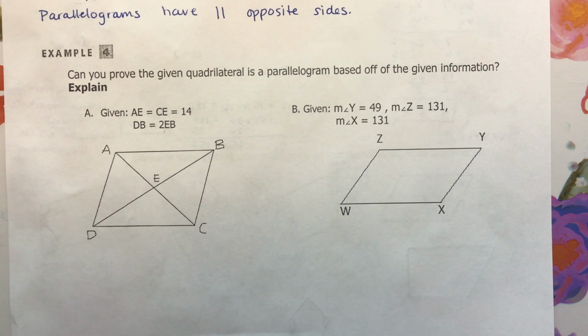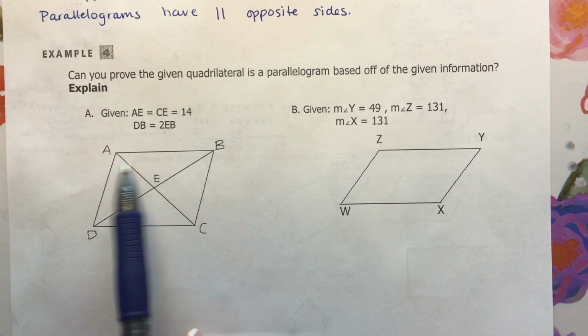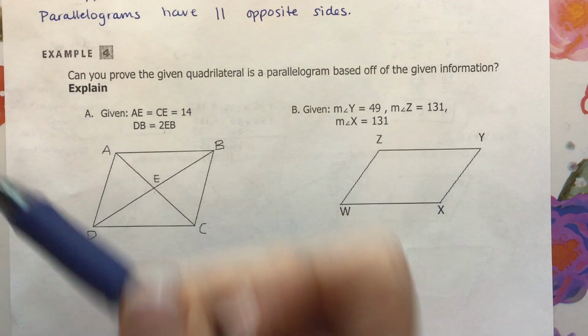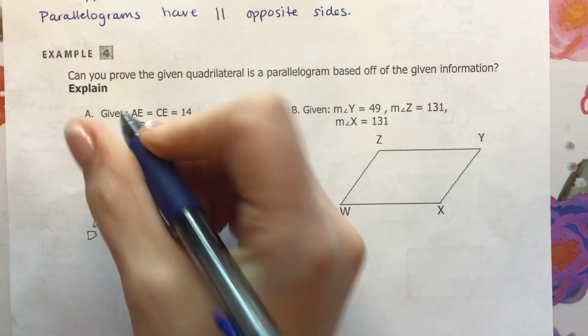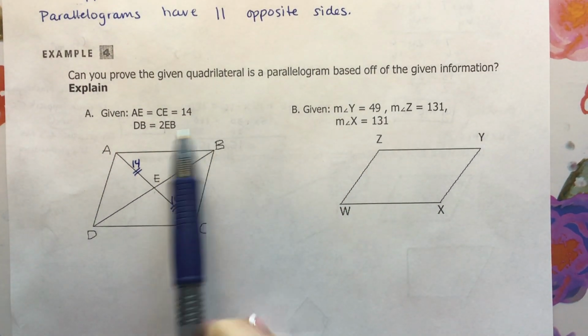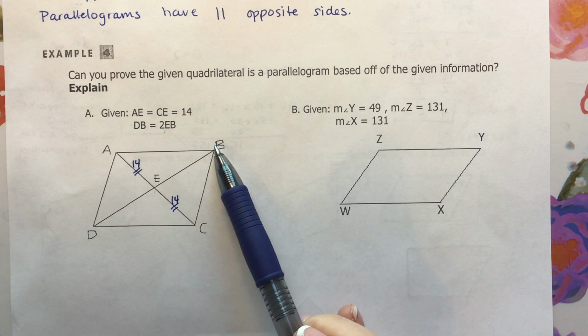Alrighty, we just have one more example. Example 4, it says, can you prove the given quadrilateral is a parallelogram based off of the information? Explain. So given AE is equal to CE, and they're both equal to 14. So right now I know that these guys are congruent to each other, and they're both 14. So I'm just going to label those as 14. And then I know that DB is equal to 2 of EB.